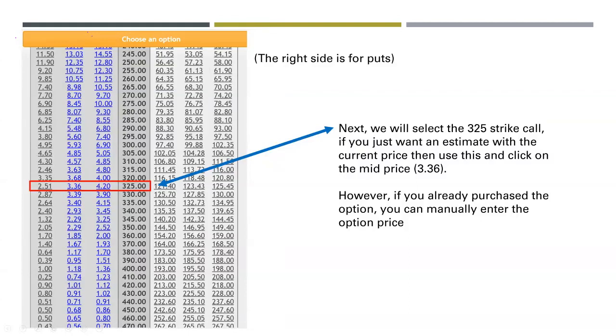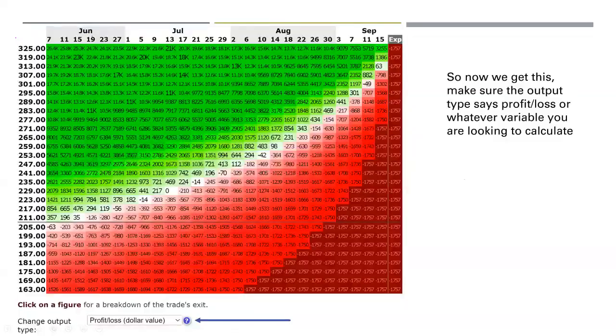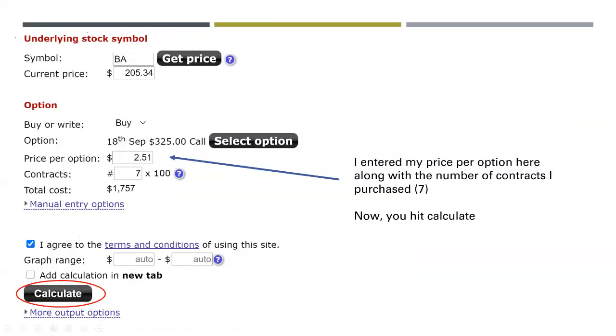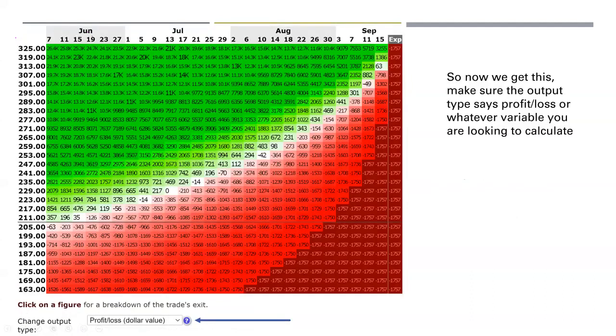Second thing you want to do is select the strike. So it's 325 strike. You see how this is 3.36? Well, obviously, I want to use 2.51. It's a coincidence that 2.51 is here. So we're just going to enter that manually. So you see I entered it manually here, 2.51. 7 contracts, so my cost was $1,757, like I said. So we're going to calculate it.